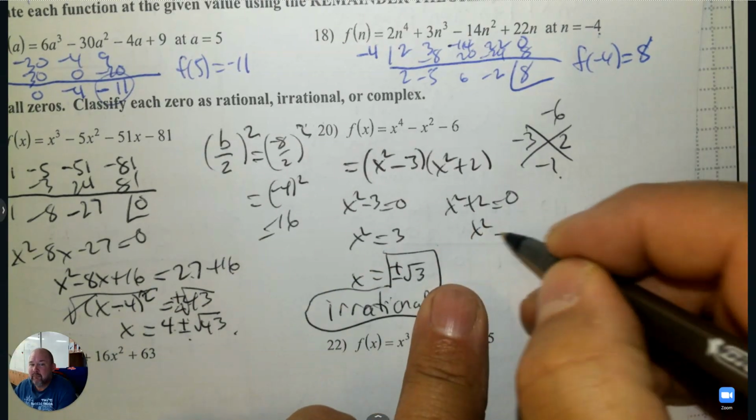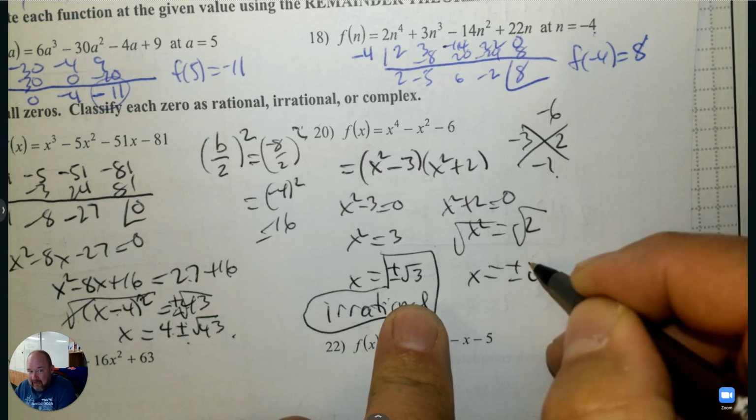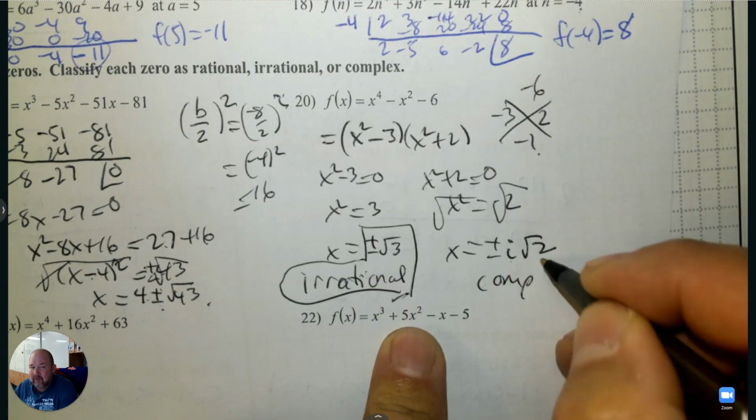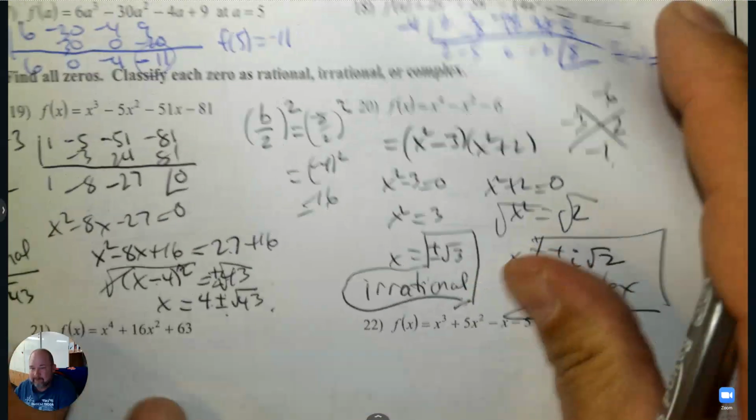Now, what happens when I subtract 2 and square root? This is now imaginary because we have an i, and the square root of 2 I can't simplify. But these you can call imaginary or complex. All right, let's keep going.